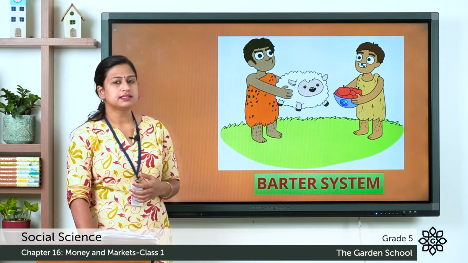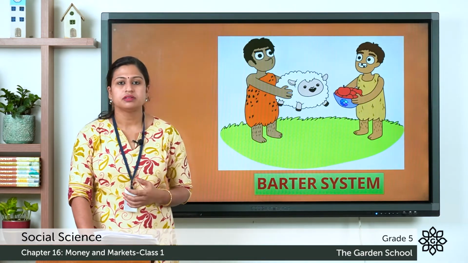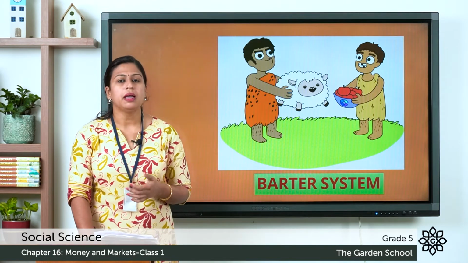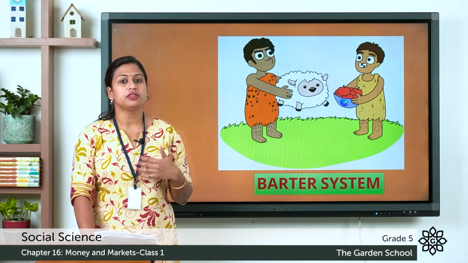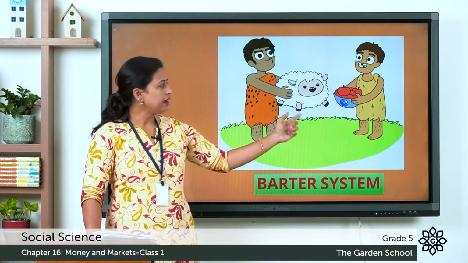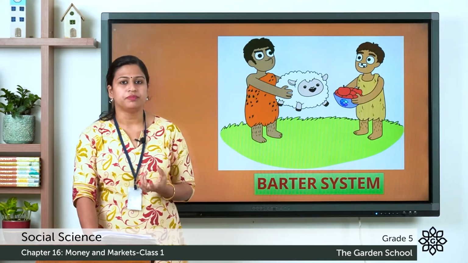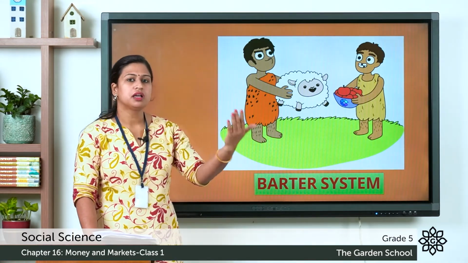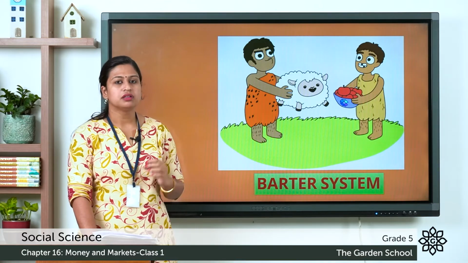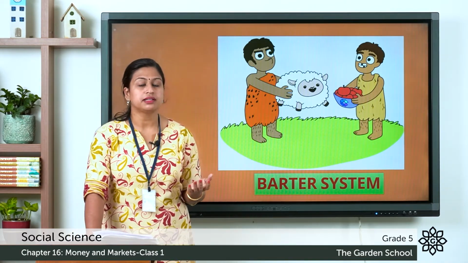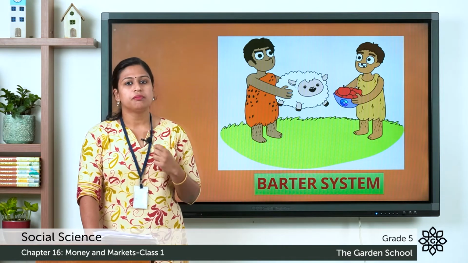Next, we'll discuss about the barter system. So long ago, that is before the invention of money, people used to exchange their goods. Like here you can see a person with a sheep, another person with some apple. So here the person with a sheep exchanged his sheep for some apple. So this was the system which was practiced long ago, that is before the invention of money.